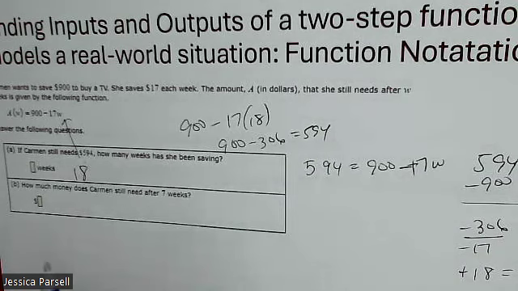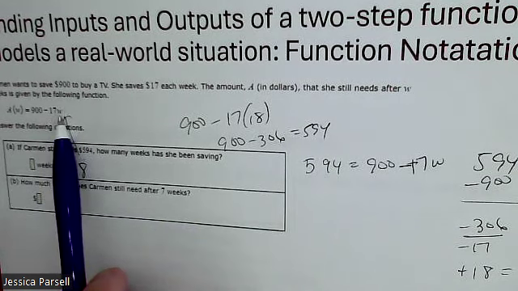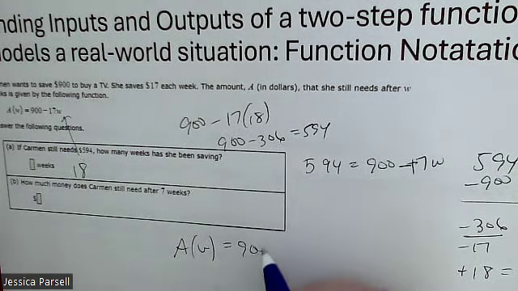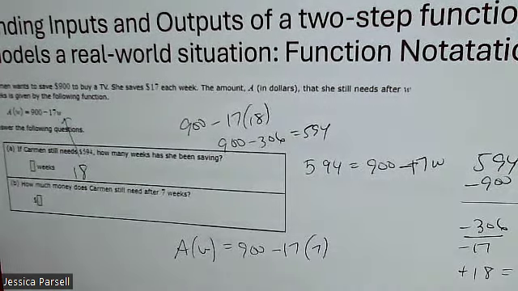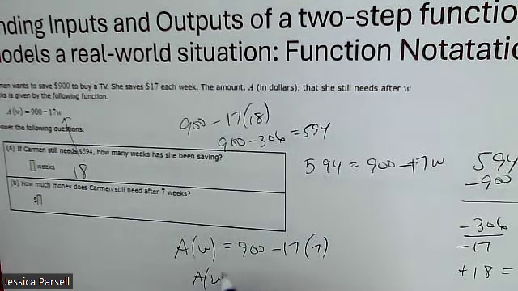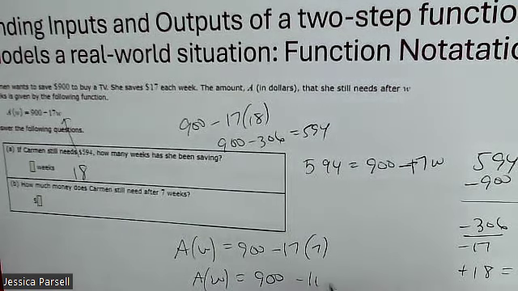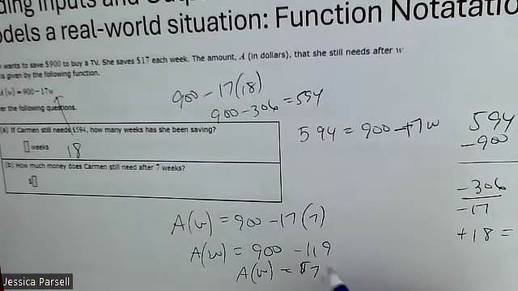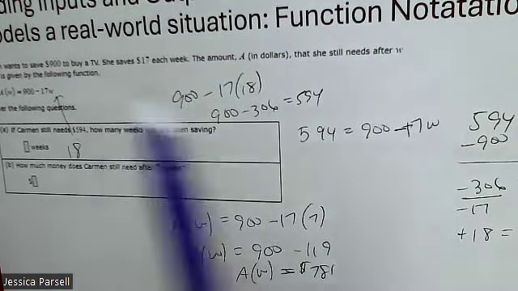Yay. How much money does Carmen still need after she's been saving for 7 weeks? This time they're giving us the weeks. We're going to put that in for W and figure out the money. So that is going to be equal to 900 minus 17 times 7. Well, let's figure out what 17 times 7 is. A of W equals 900 minus $119. All right, 900 minus $119 is going to be $781.